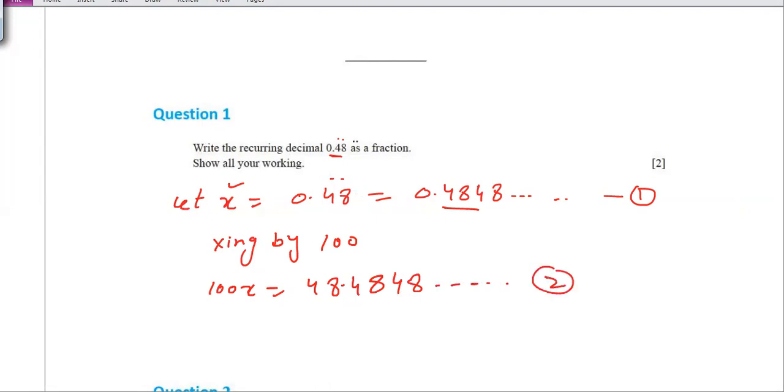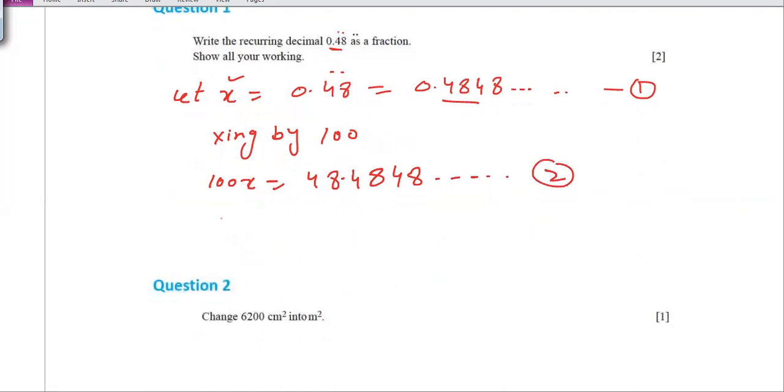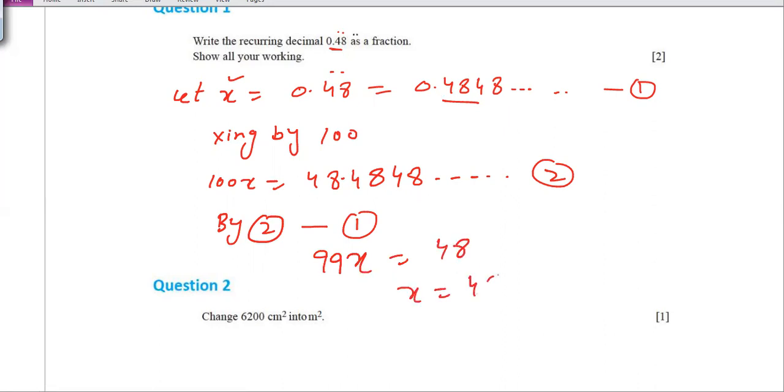Now what is the next step? We do the second equation minus the first equation. Left side from the left side, right side from the right side. So 100x minus x is 99x. And this minus this will give you just 48. So what will x be? 48 over 99. That was okay.